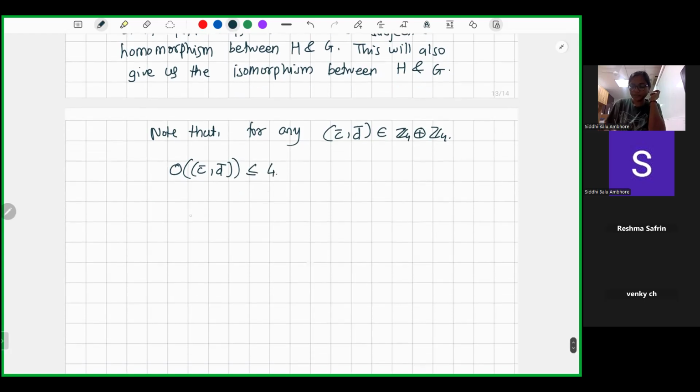Okay, because 4 times this (C bar, D bar) is (4C bar, 4D bar), and this is (0 bar, 0 bar). So for any element, the order will be less than or equal to 4. Is this clear for now at least? For any given element (C bar, D bar) in Z4 cross Z4, any element will have order 4 or less. Is this clear at least?